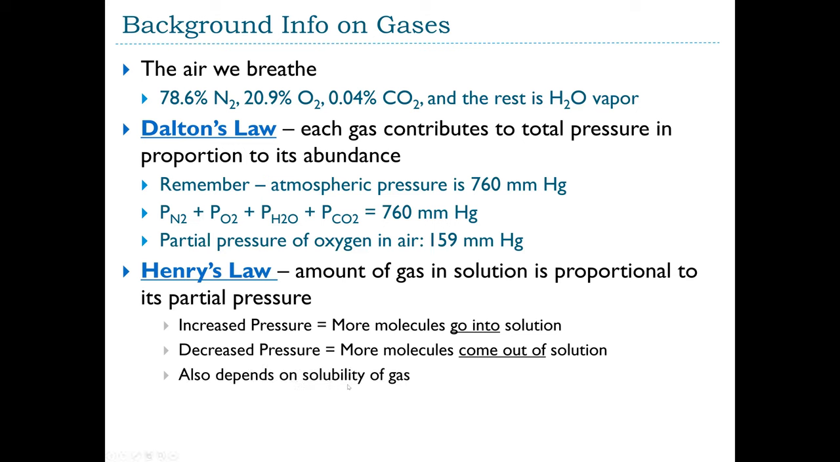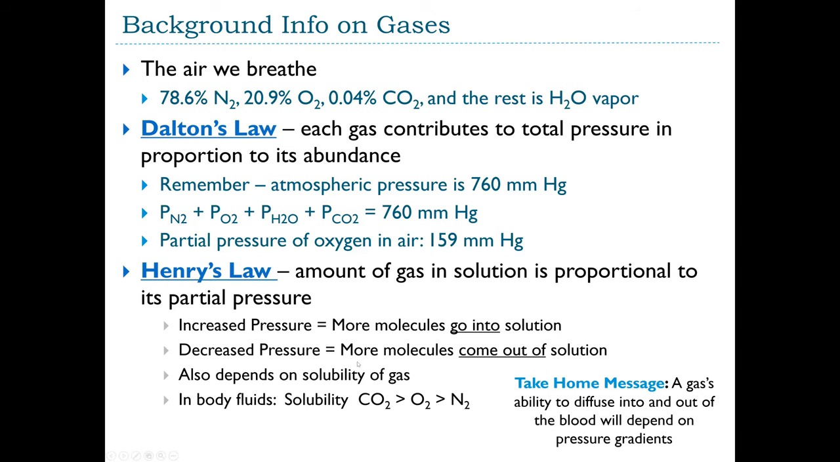The solubility of the gas is also going to affect how much of it is going to go into a solution. In our bodies, carbon dioxide is the most soluble, followed by oxygen, and nitrogen gas has very little solubility in our body fluids. So you might be saying, Dr. Sawyer, I suddenly feel like I'm in a chemistry class instead of an A&P class. What does this have to do with this chapter? So the take-home message: a gas's ability to diffuse into and out of the blood is going to depend on pressure gradients.